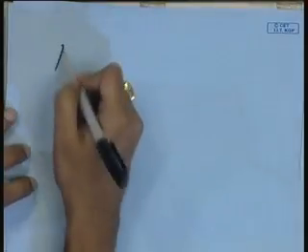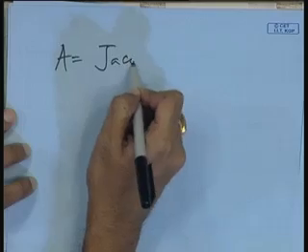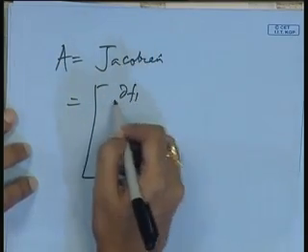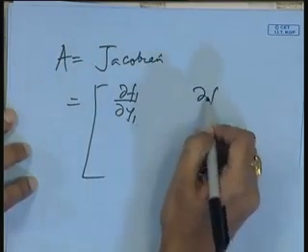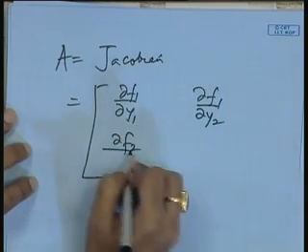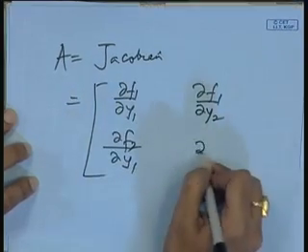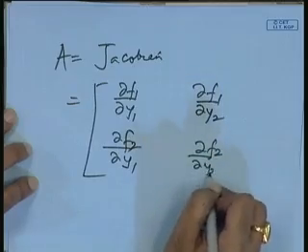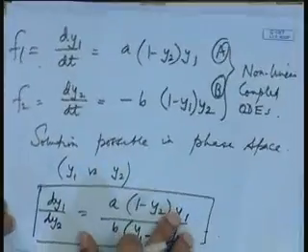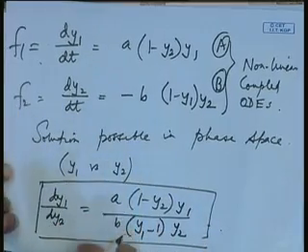I'll write it one more time. A equals Jacobian equals del F1 del Y1, del F1 del Y2, del F2 del Y1, del F2 del Y2. Okay. So now for our case, these are my F1, F2, and I need to find what my Jacobians are. So let us go ahead and do this now.